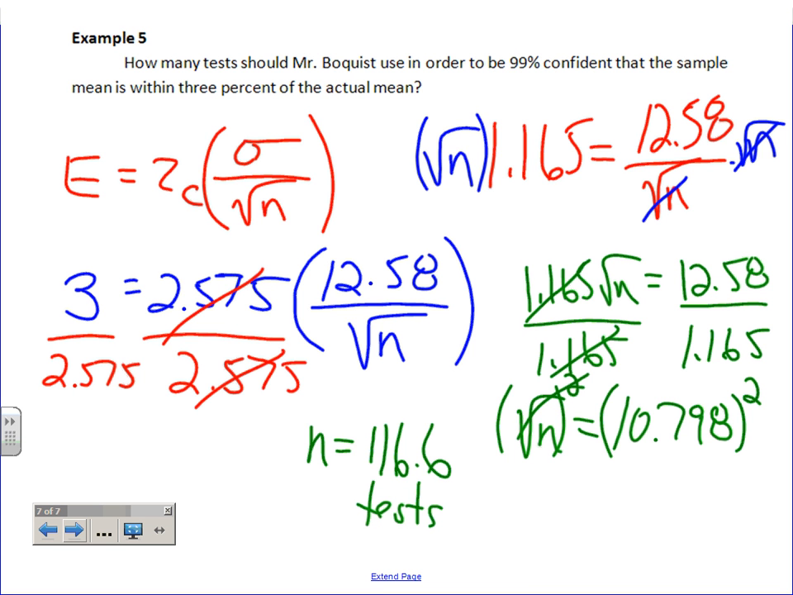So any questions on confidence interval and margin of error? Because it's big and it's easy to confuse. A lot of people do.